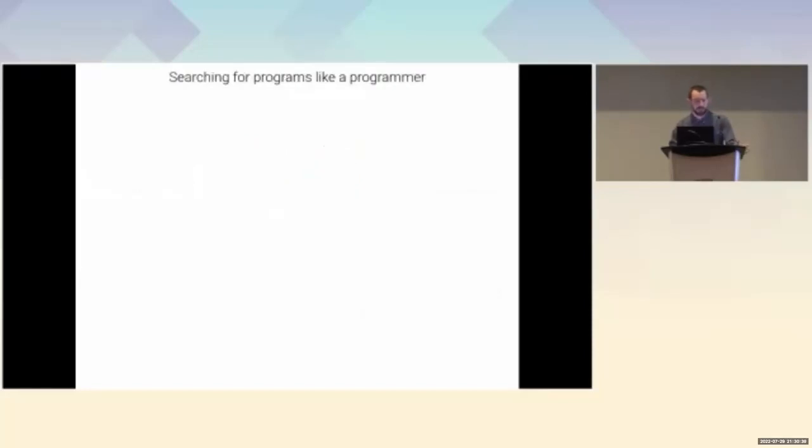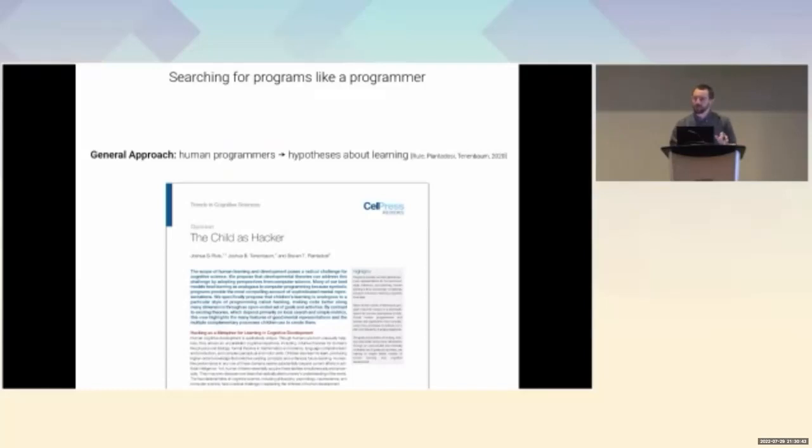Our general approach to improving search was to look at the behavior of human programmers, reasoning that if learning is something like programming, then the way that people navigate program space might tell us something about how they navigate concept space. We wrote a paper for TICS about this called The Child as Hacker, where hacker is just shorthand for human computer programmer. And this led us to three core insights.